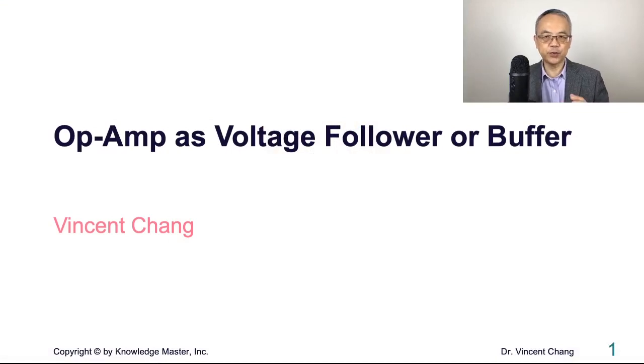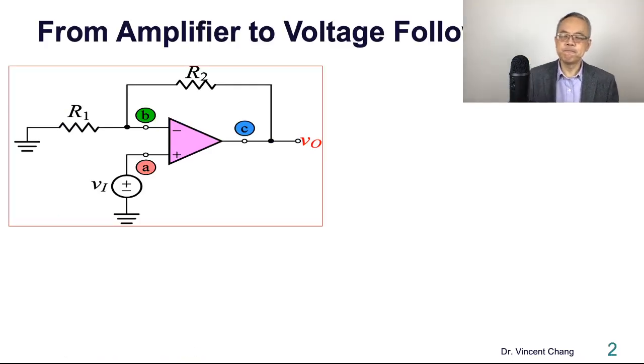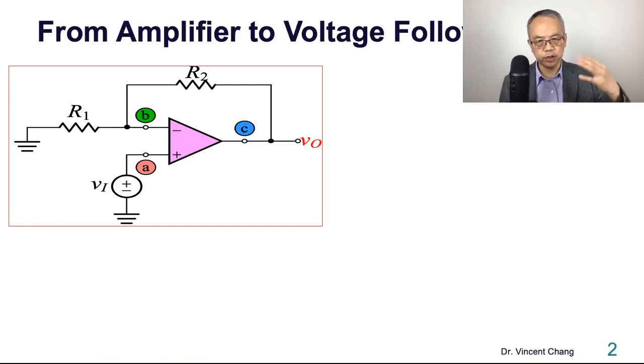In this lecture, we're going to continue our series on operational amplifier circuits: op-amp as a voltage follower or buffer. Let's start with a non-inverting amplifier and try to convert it to a voltage follower.